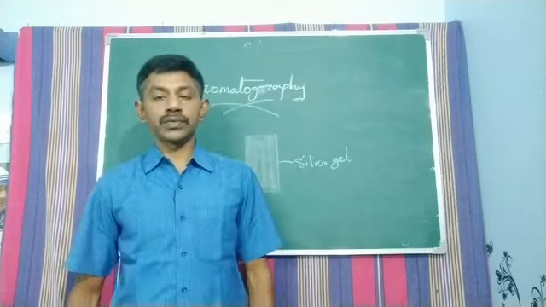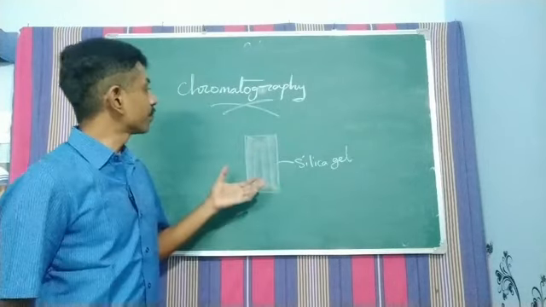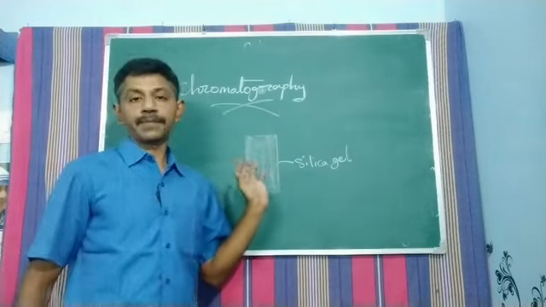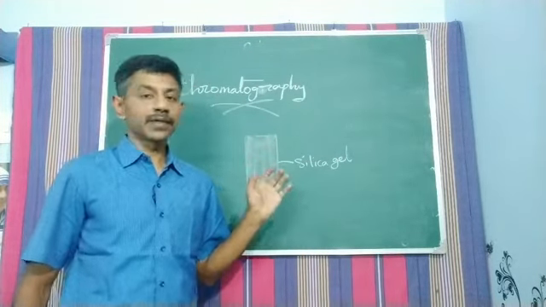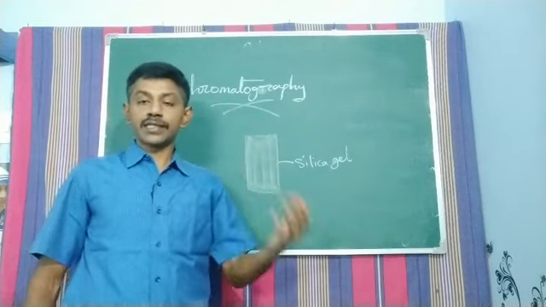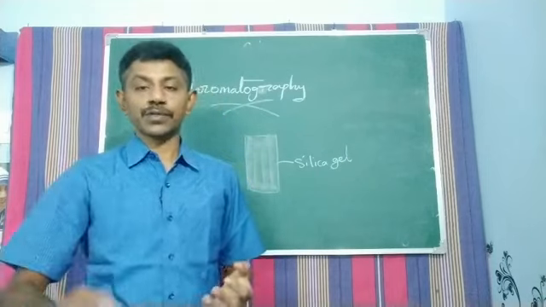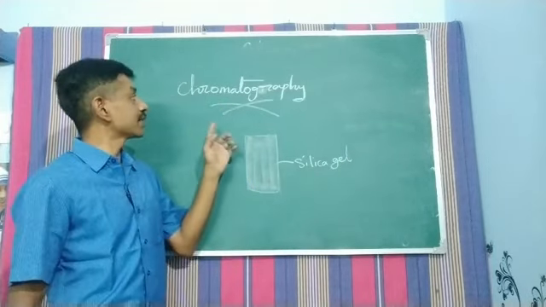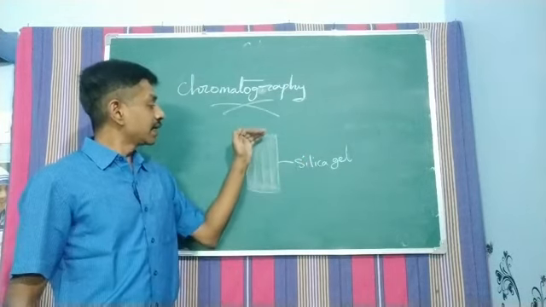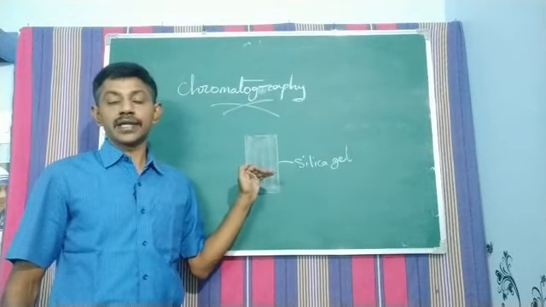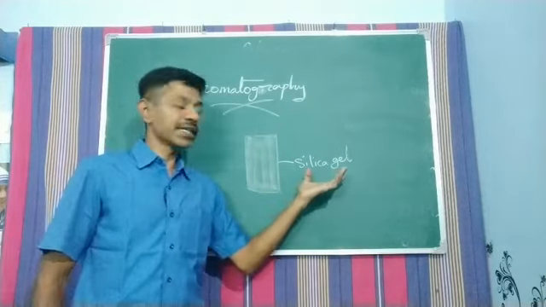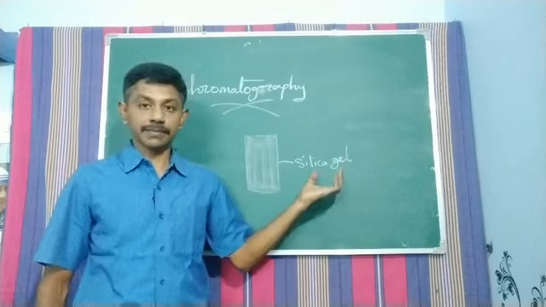Dear students, the next application of adsorption is chromatography. So what is chromatography? The color-oriented identification or estimation of an organic compound is possible. That technique we call chromatography. Chrome refers to color. And there will be a fixed layer, that is the adsorbent. Mostly silica gel or alumina can be taken.